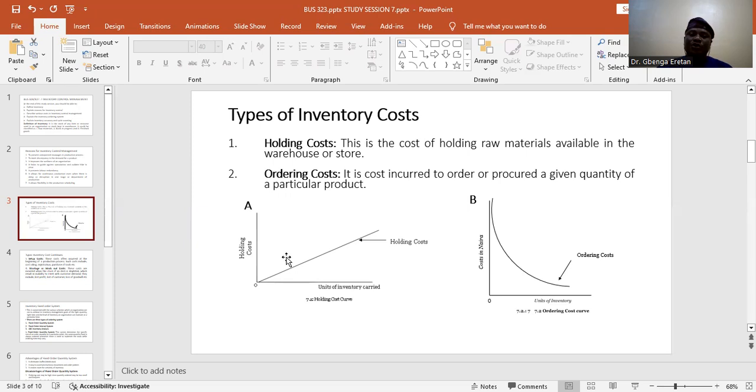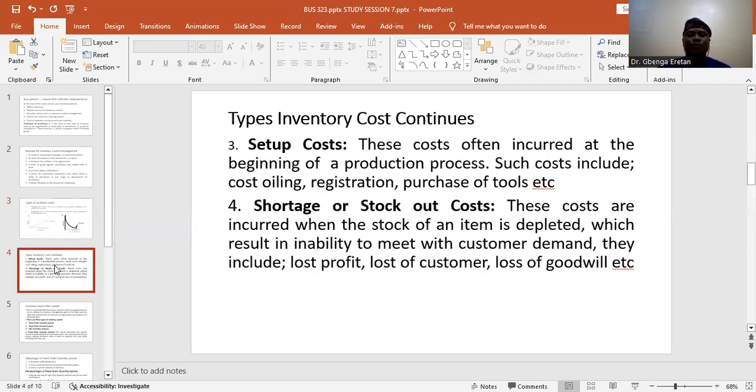So the holding cost is the cost of holding raw materials in the warehouse, while the ordering cost is the cost incurred to procure or purchase a given quantity of a particular product. And there is an inverse relationship between the ordering cost and the level of stock available in the organization. And that is why the curve is negatively sloped. Then we still move on to look at the types of cost associated with inventory.